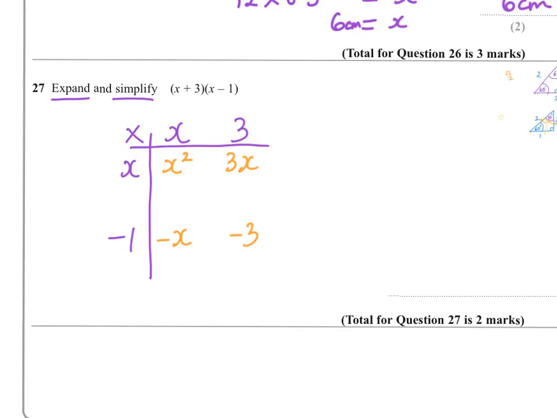So all we have to do is now add these up, and we simply have x squared, 3x and negative x. Well, if I had £3 in the bank and I spent £1, then I would have £2 left. So think of this that way. So we have 2x here, and then we finally have the minus 3. So that would be your full answer to question 27.